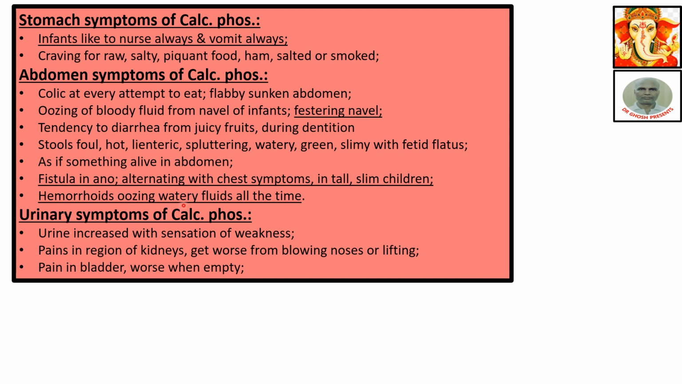Hemorrhoids, oozing watery fluid all the time. That is a very important symptom. Urinary symptoms of Calcarea Phos: urine increased with a sensation of weakness. Pains in the region of the kidneys get worse from blowing the nose or lifting. Pain in the bladder worse when empty.